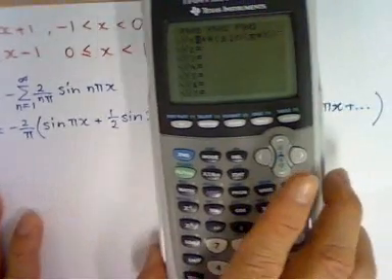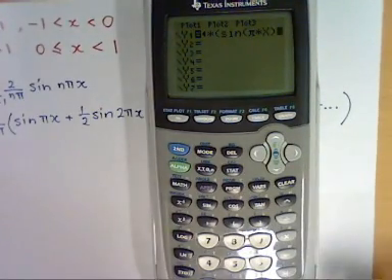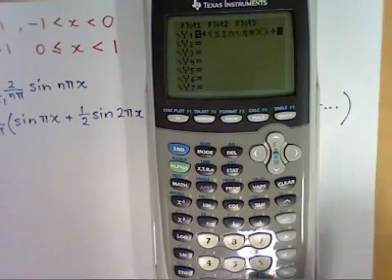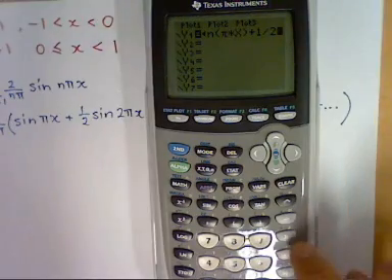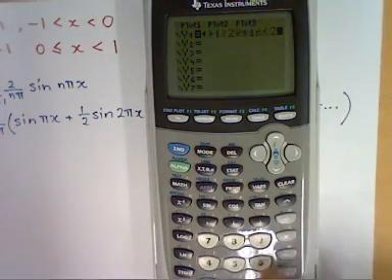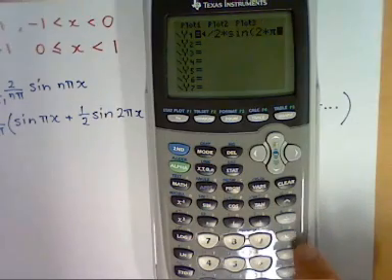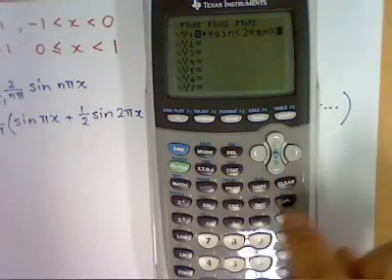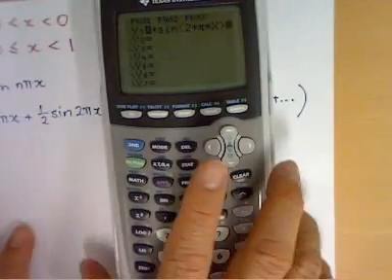Then we have the second term, half sine 2 pi x. So we add 1 divided by 2, so that's half, times sine of 2 times pi times x. Close the bracket, and that's our second term.